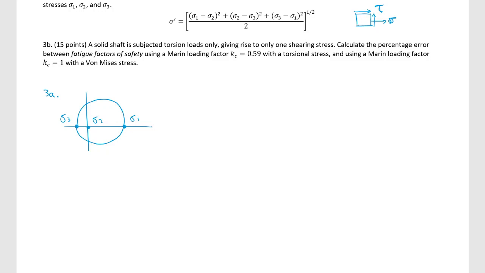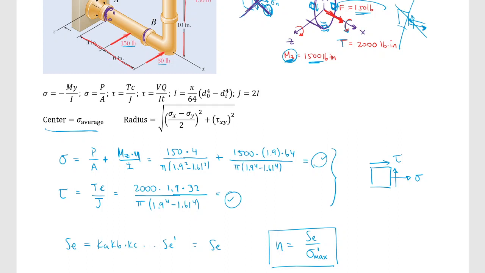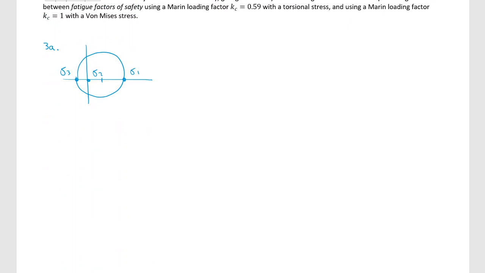So my average is going to be sigma over 2, right? And my radius is going to be the square root of that. So I gave you that in the previous problem, right? My center is sigma average, and the radius is going to be this equation right here. Again, sigma y or x, it doesn't matter which one, would be 0. So this is just going to be sigma over 2, and the same for the sigma average. Just sigma over 2. This one of them is 0. Alright, so let's do that.